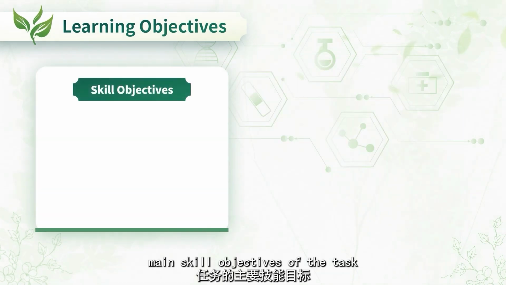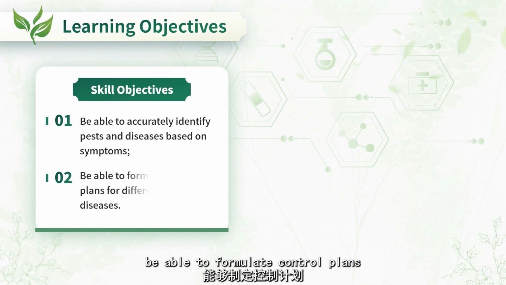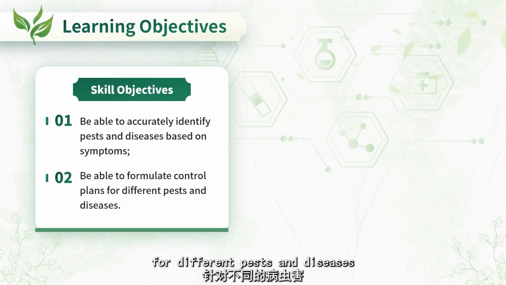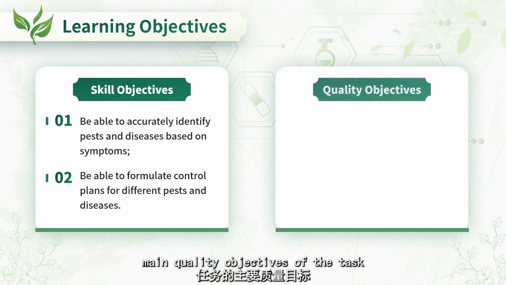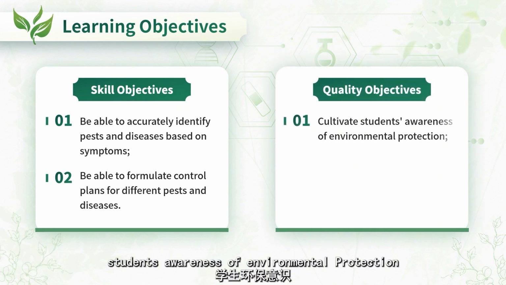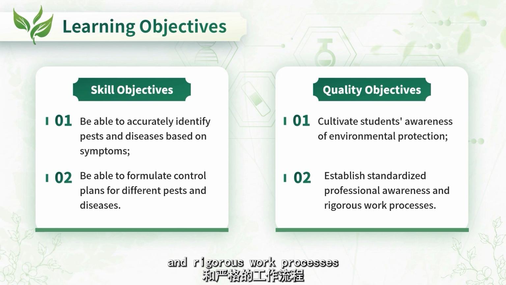Main skill objectives of the task: be able to accurately identify pests and diseases based on symptoms. Be able to formulate control plans for different pests and diseases. Main quality objectives of the task: cultivate students' awareness of environmental protection. Establish standardized professional awareness and rigorous work processes.